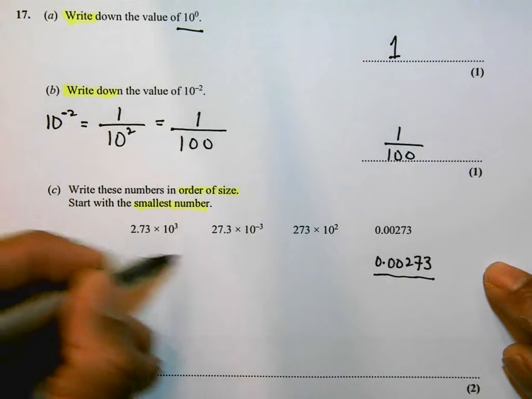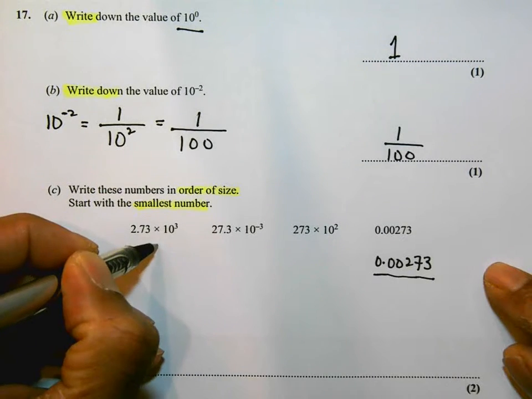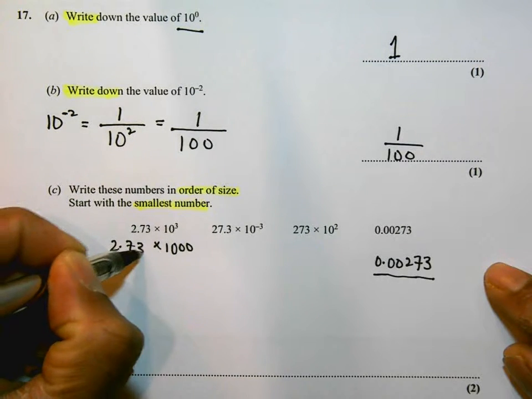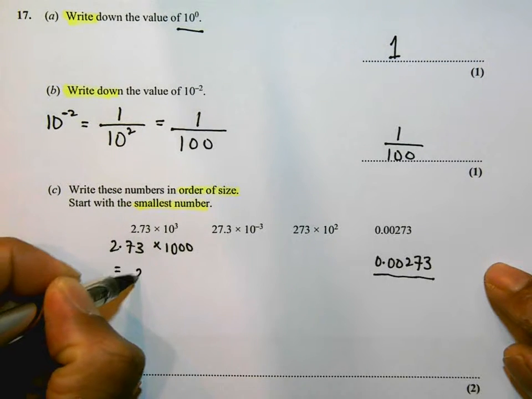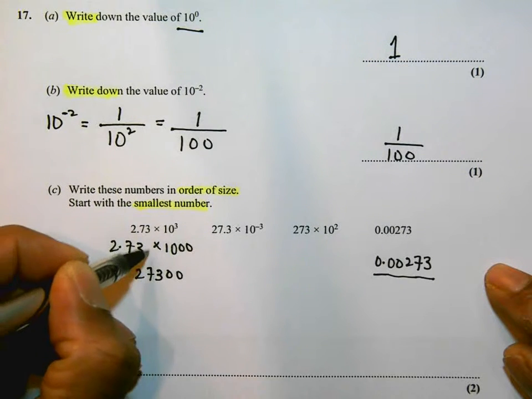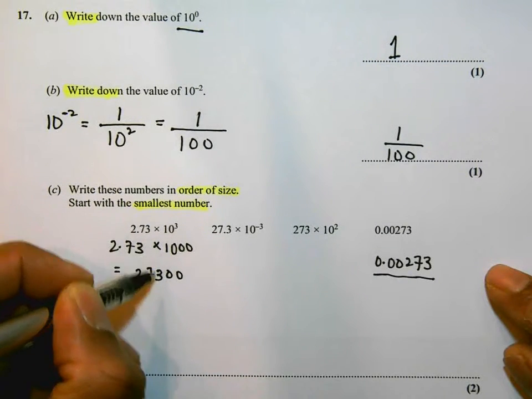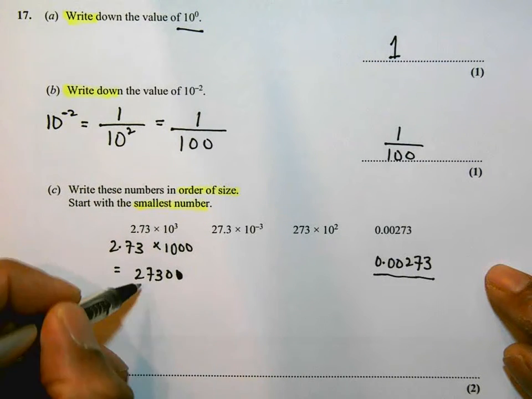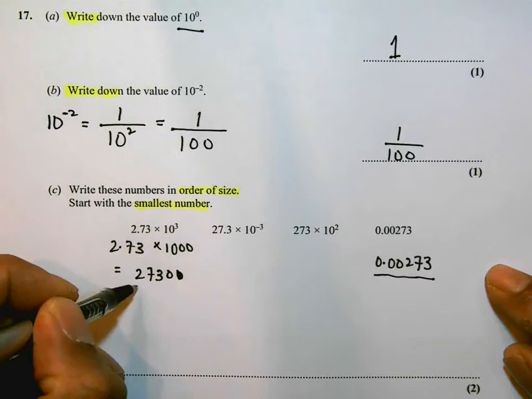This one here, 10 to the 3 means 1,000. So I'm going to do 2.73 times 1,000, which is 2,730. I'm going to move the decimal place 1, 2, 3 to the right, so there's one extra 0 there. So that's 2,730. Be careful with it, take your time.